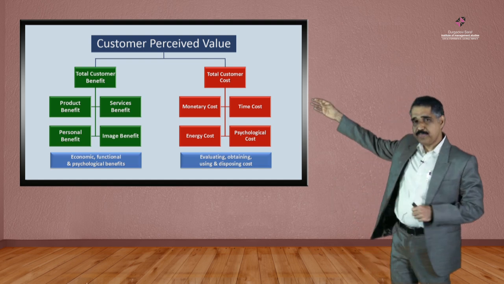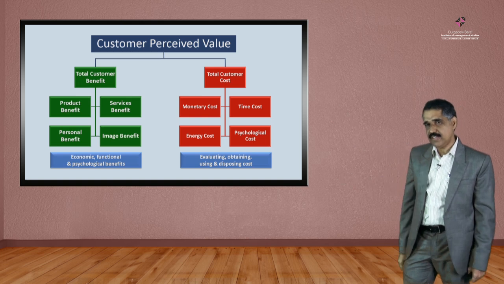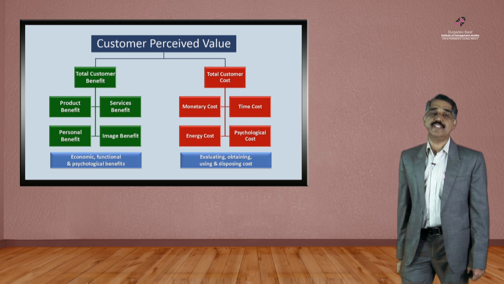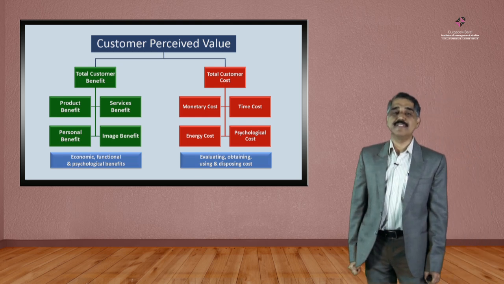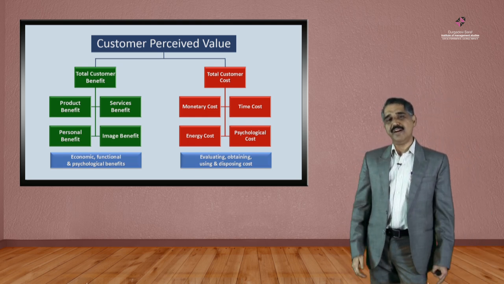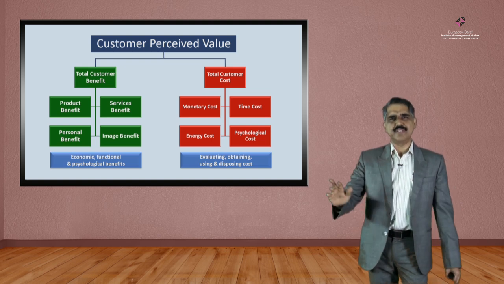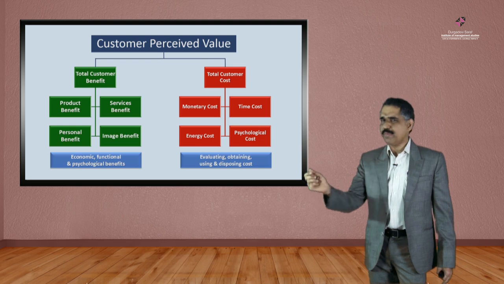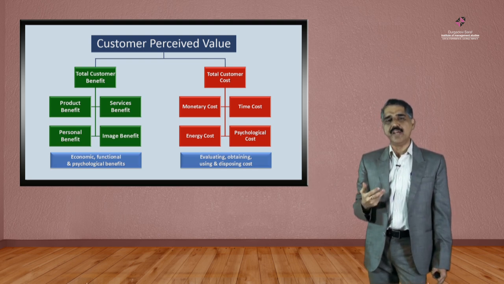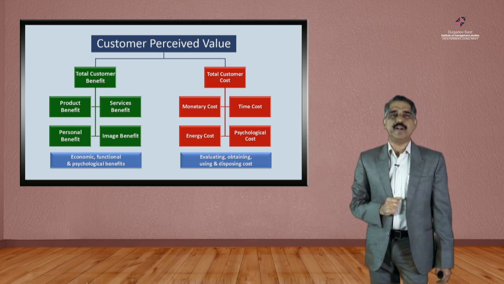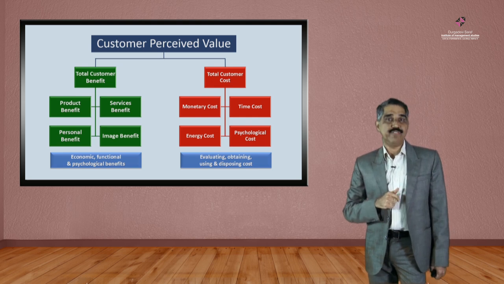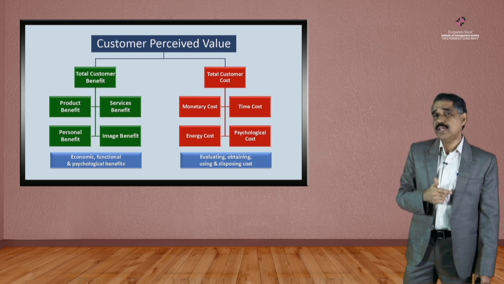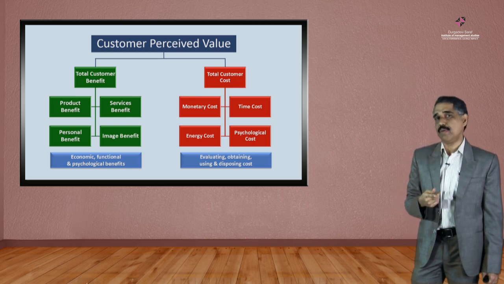So look at here. I have to evaluate product benefit, services benefit, personal benefit, and image benefit. What do you mean by product benefit? Simple, the features. I'm going to different outlets of these brands. I'm going to see the brand. I'm going to see the product. What are the features of these products I'm going to see. Now, after that, I'm going to look at the services. I'm going to ask them, look, if I come back immediately after 15 days with a problem, would you attend?